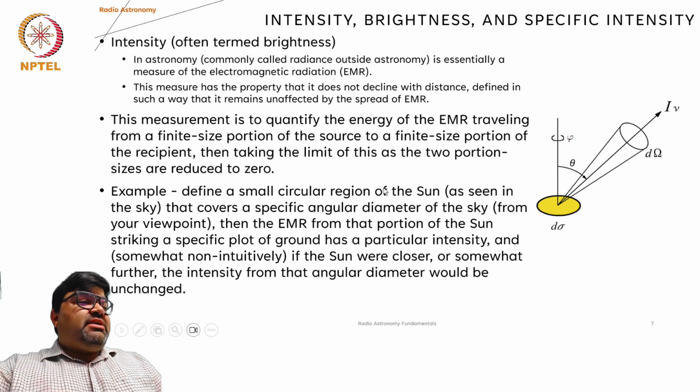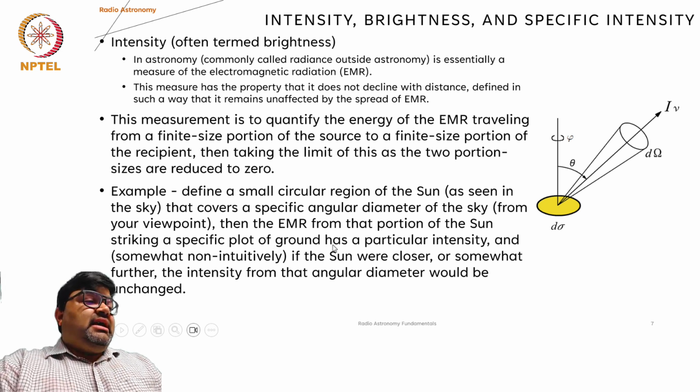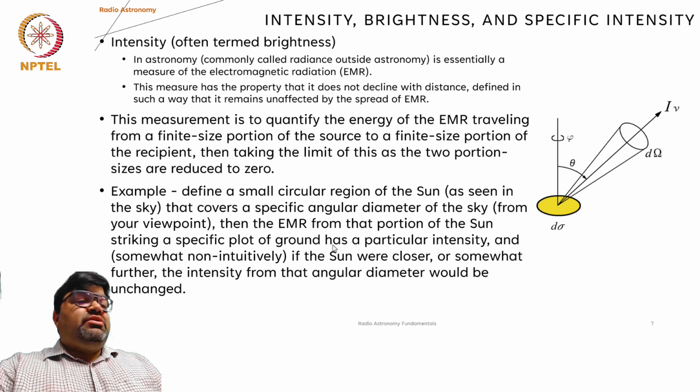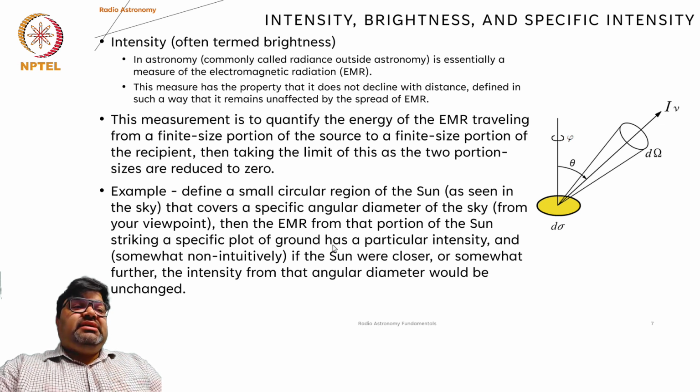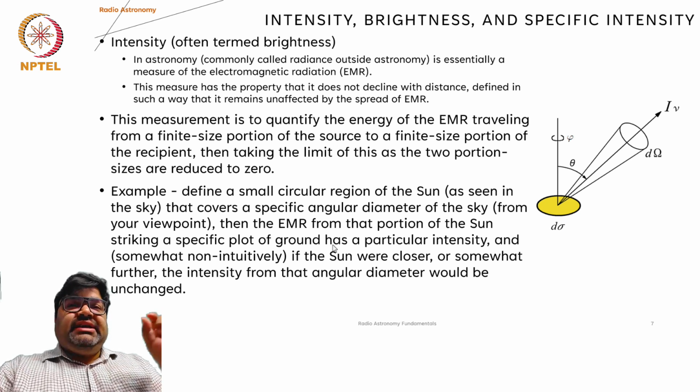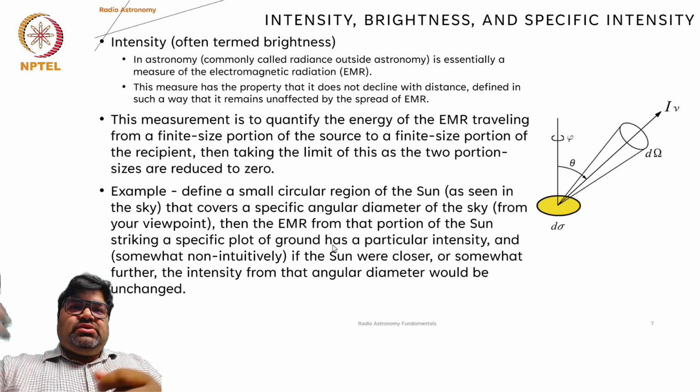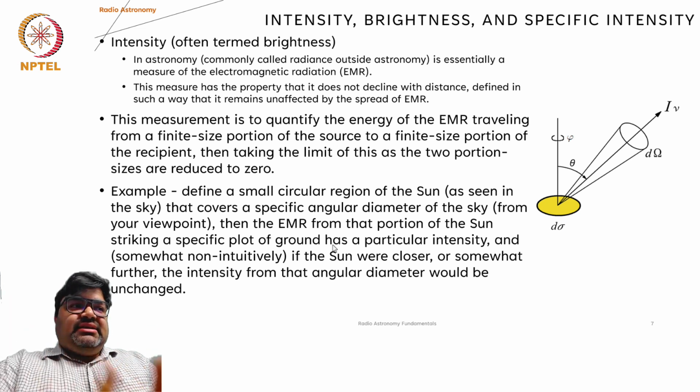For example, take a small circular region of the sun as seen in the sky that covers a specific angular diameter. The electromagnetic radiation (EMR) from that portion of the sun striking a specific plot of the ground has a particular intensity, and if the sun were closer or somewhat further, the intensity from that angular diameter would remain unchanged. This is one way to explain the phenomenon: the definition of intensity is such that no matter whether it is closer or farther, the intensity remains the same. Okay.